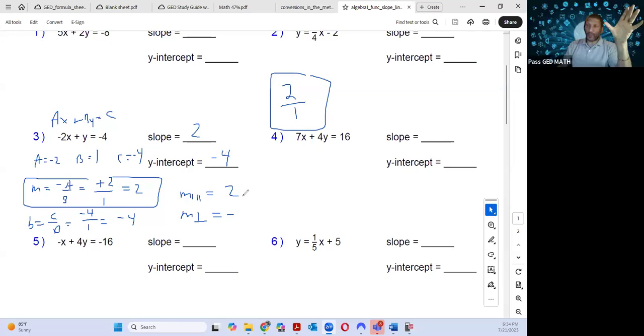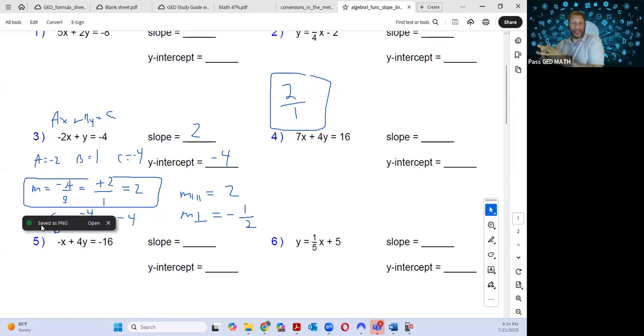The slope of any perpendicular line: change the sign, so it's negative. Flip 2/1, that becomes 1/2. That's how quickly you should be able to do these problems. In your mind, or while you're practicing, you should be able to do all those concepts that I just showed you in less than a minute and a half.